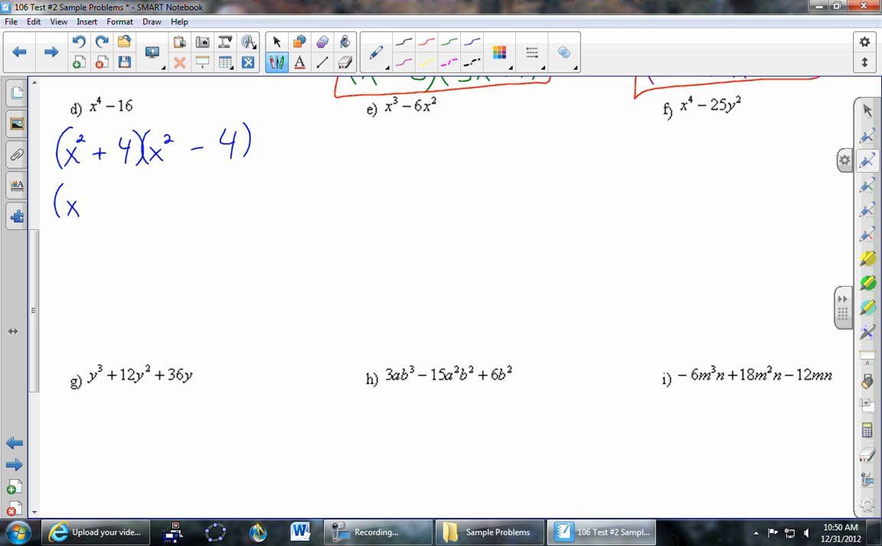I'm going to copy this one, and I'm going to say that we can actually go further on the second set of parentheses. Because x squared minus 4 is itself a difference of 2 squares. x and x, trying to get a 4, 2 and 2, 1 plus, 1 minus. So there's our final answer.